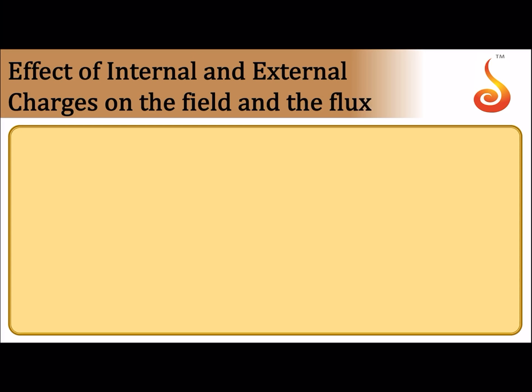Now here's an interesting point. We learnt about internal and external charges on the flux. Suppose I have a Gaussian surface over here, with Q1 inside and Q2 outside. The flux through the surface will be Q1 by epsilon naught, or Q1 plus Q2 by epsilon naught? It is simply Q1 by epsilon naught.